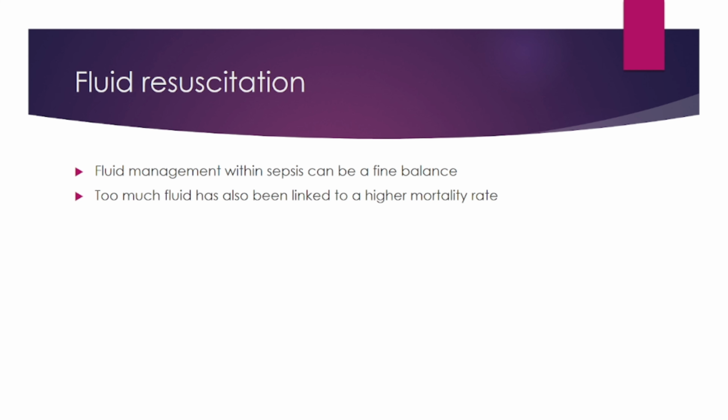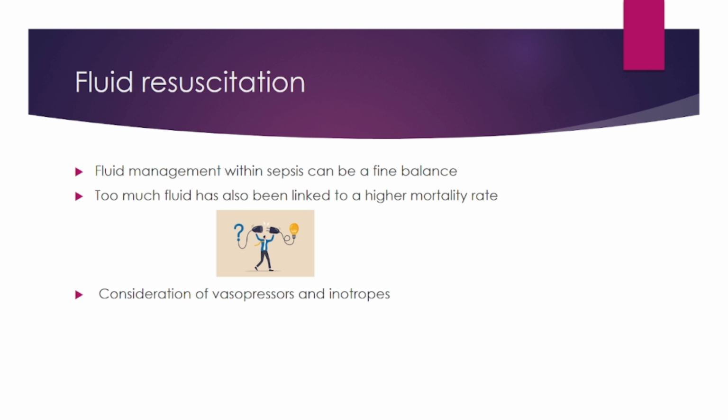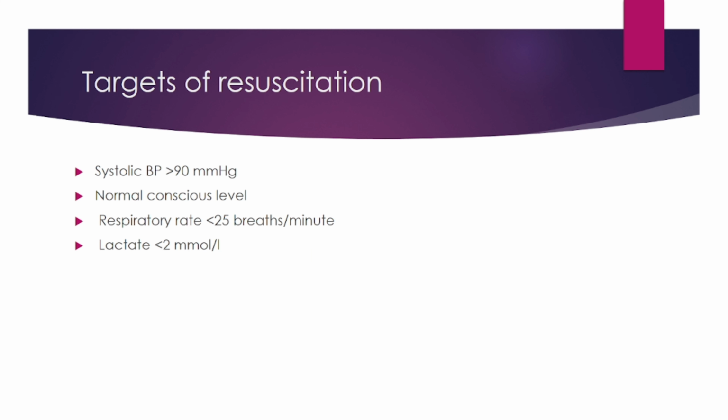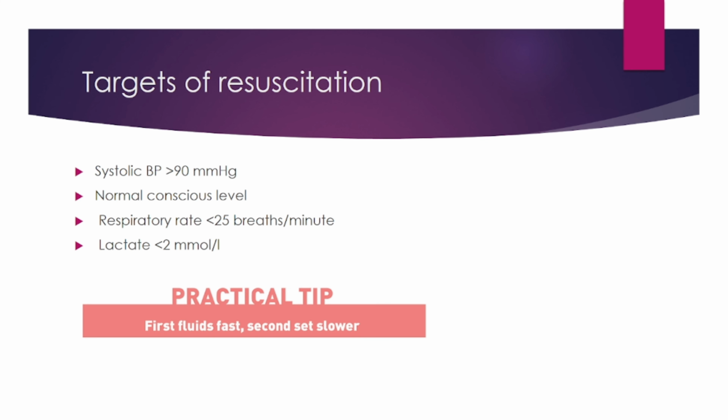So when the fluid resuscitation is done and your blood pressure has not come up, and the patient still has low blood pressure, you have to fix it. Then you have to consider starting vasopressin. I'll talk about vasopressin later. The targets of fluid resuscitation: systolic blood pressure more than 90, normal conscious level, respiratory rate less than 25, lactate level less than 2. If you can't achieve a lactate level of 2 millimole, but it is a downtrend, that has to be accepted.